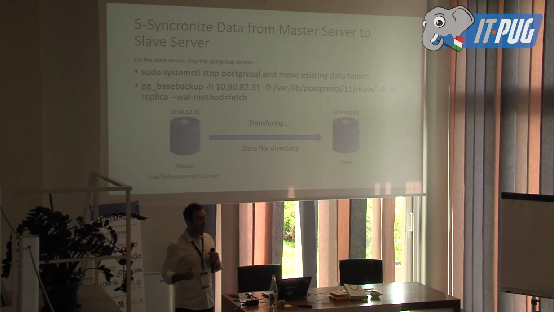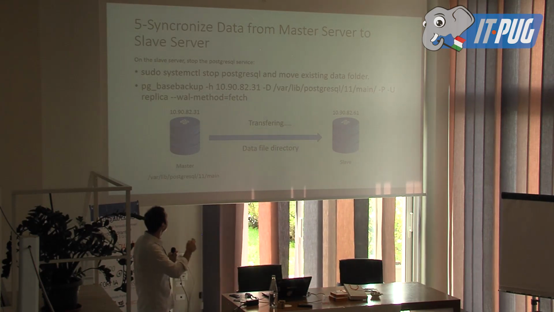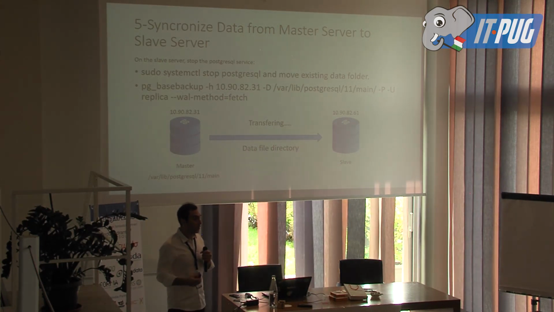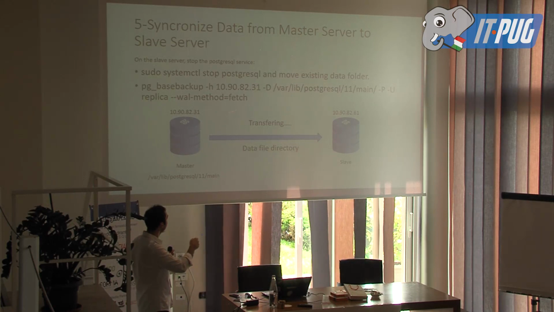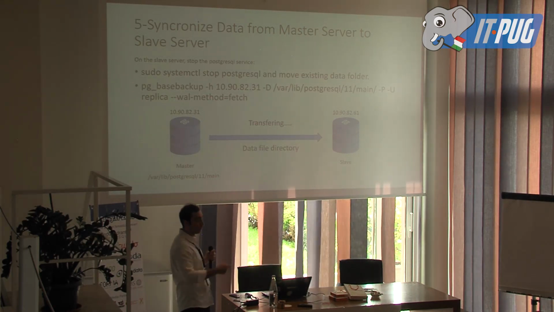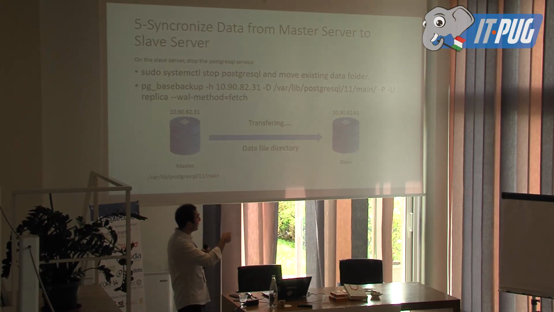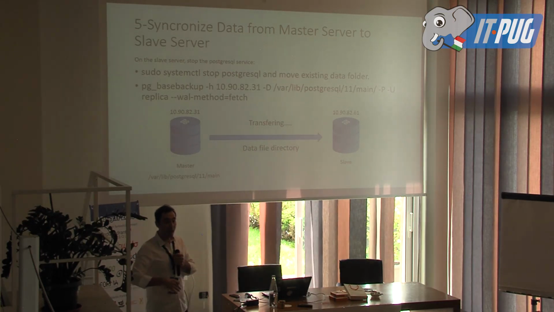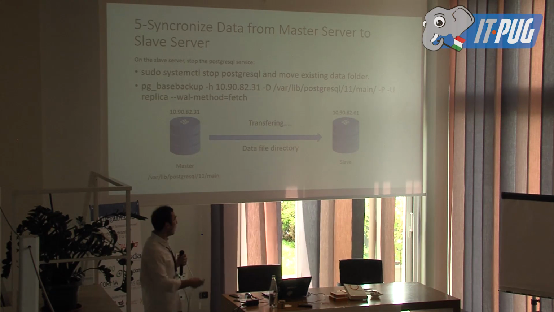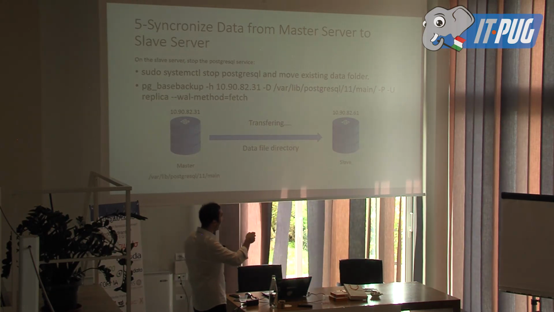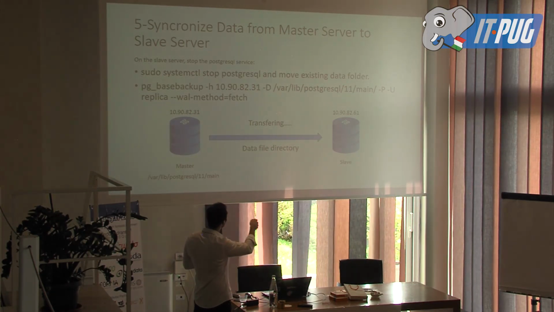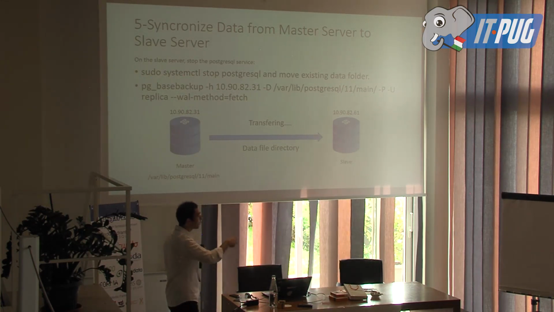Okay, we are coming to the last one. Fifth thing is the synchronization. You're gonna install the same version as the master, the same major version, on the slave, and then you're gonna stop your slave server, and then move the existing WAL files. All you have to do is run this command on your slave.